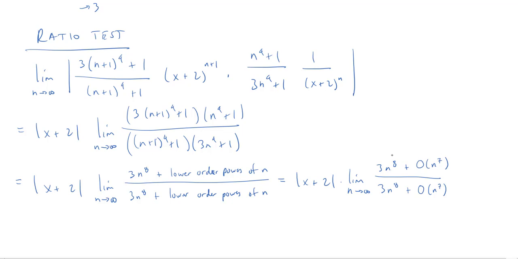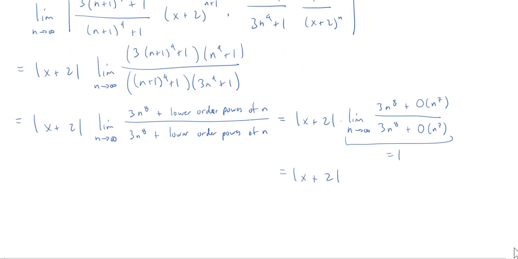So in this case, we only care about the highest powers. Because n to the 8th is in the top and the bottom, we just care about the ratio of their coefficients, which is 3 over 3, or 1. So this entire limit is just going to equal 1. And so we end up with the absolute value of x plus 2.